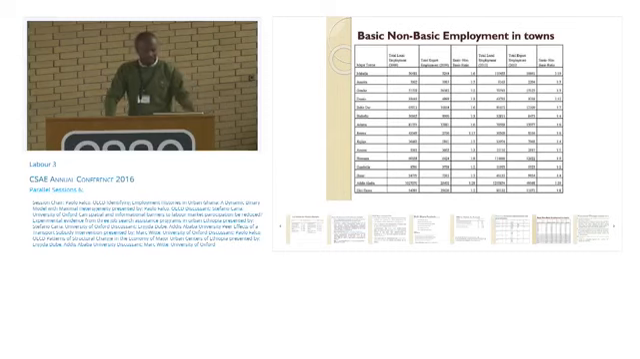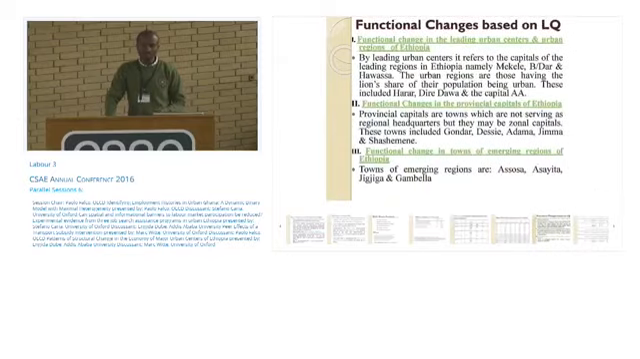The other one is functional change based on location quotient, classifying cities into 3 groups. One, cities of leading urban regions. The second group, provincial capitals. The third one, towns of emerging regions. For the urban regions, we have 3 towns, Harar, Dire Dawa, and Addis, which have an urban population of over 50 or 60%. That's why it is said to be an urban region.